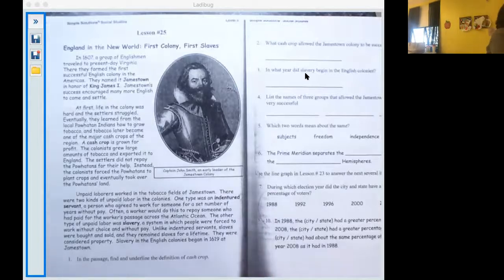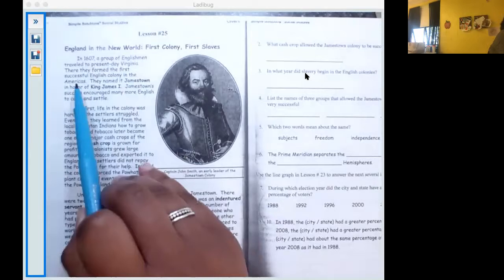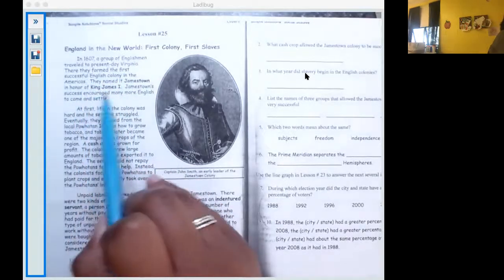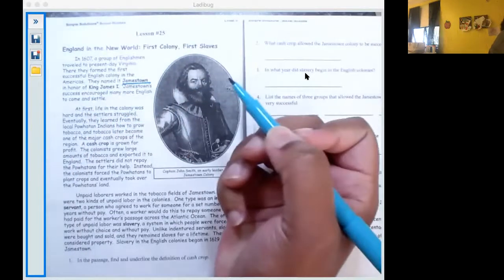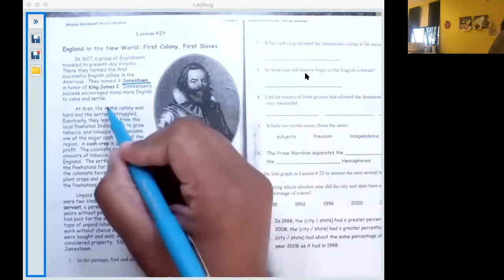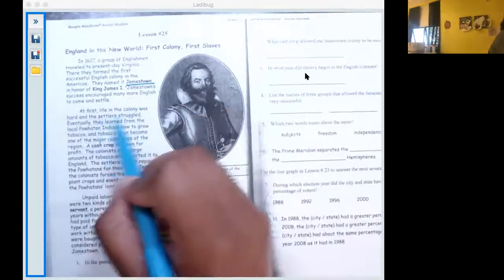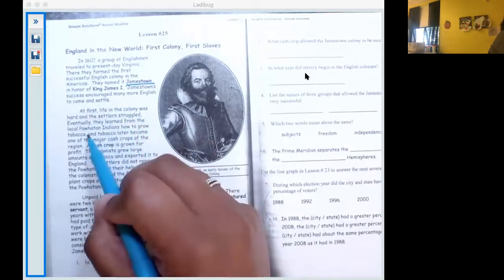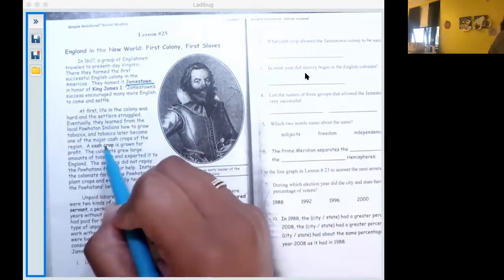In 1607, a group of Englishmen traveled to present-day Virginia. There they formed the first successful English colony in the Americas. They named it Jamestown in honor of King James I. Jamestown's success encouraged many more English to come and settle. At first, life in the colony was hard and the settlers struggled. Eventually, they learned from the local Powhatan Indians how to grow tobacco, and tobacco later became one of the major cash crops of the region.